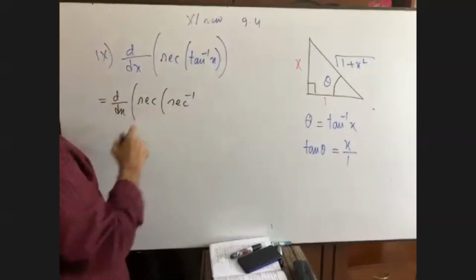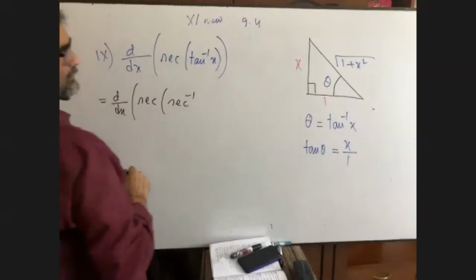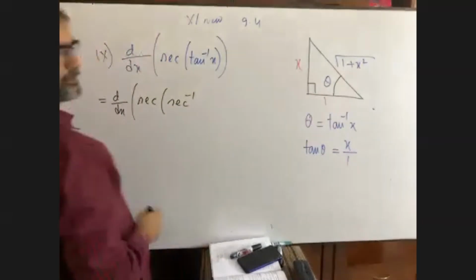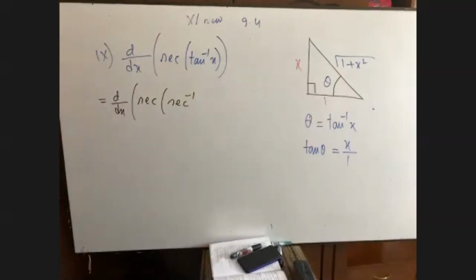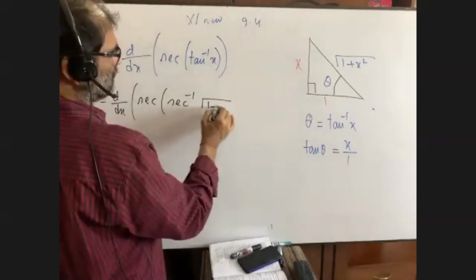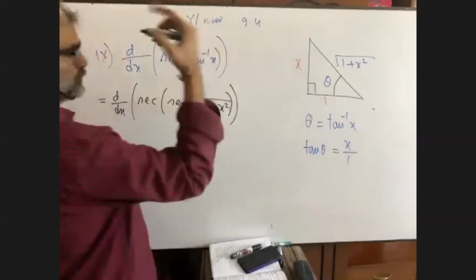Because this will be omitted, right? So sec inverse what? Hypotenuse by base. Reciprocal of cosine. Hypotenuse is what? Root over 1 plus x square by base. Base means 1. No need to write down.